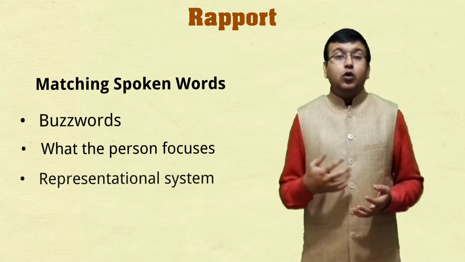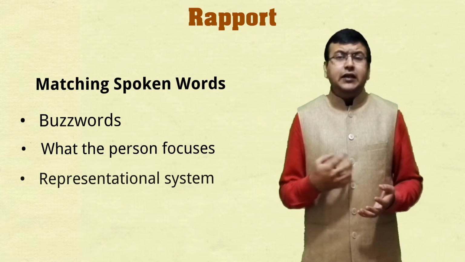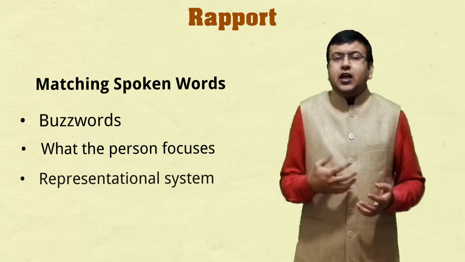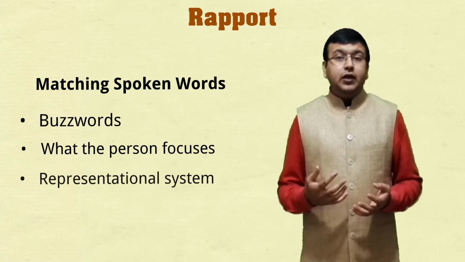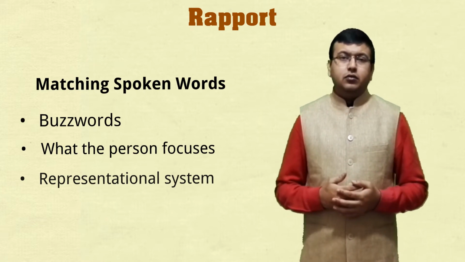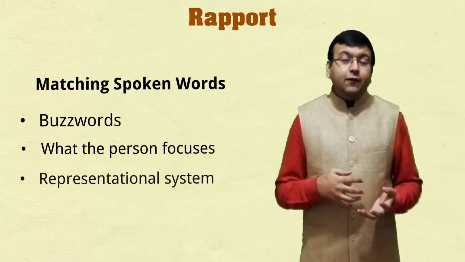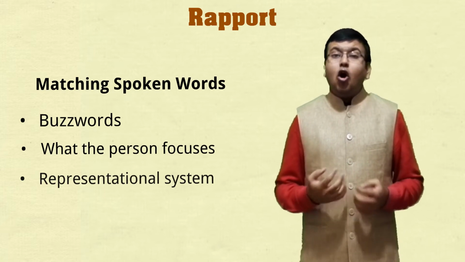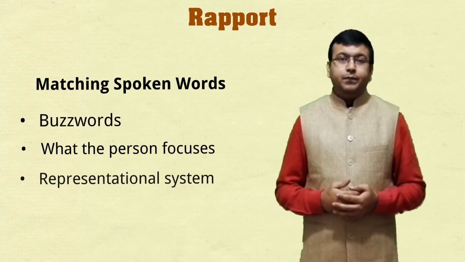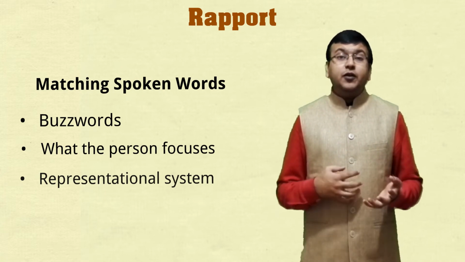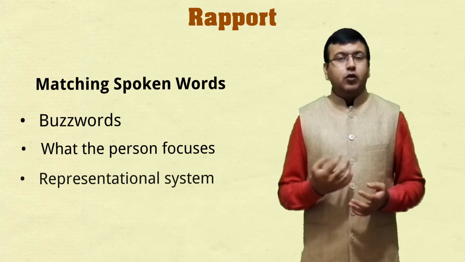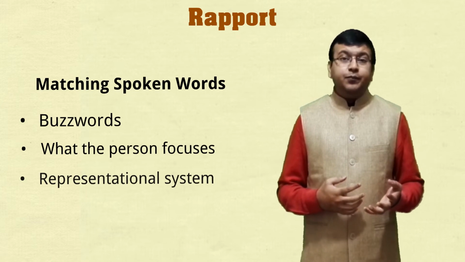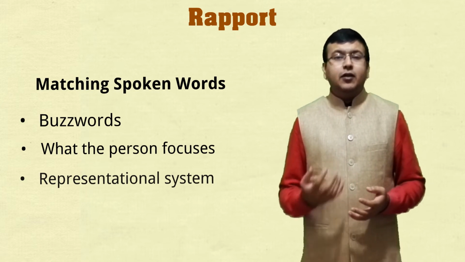Example of using visual words is, "my life has become dull." Example of auditory expression would be, "my life lacks any kind of rhythm." Kinesthetic would be, "my life feels like a drag." Olfactory would mean, "my life stinks." Gustatory, "my life has become sour" or "there is no spice in my life." Finally, example of unspecified word would be, "there is something wrong with my life." We can notice the predominant representational system that the person uses and match the same as well.